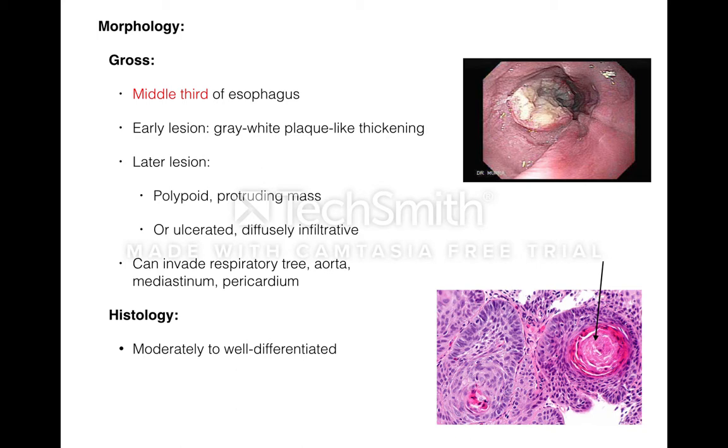On histology, they are moderately to well-differentiated squamous cells, and they can form keratin whorls, as pictured in the slide.